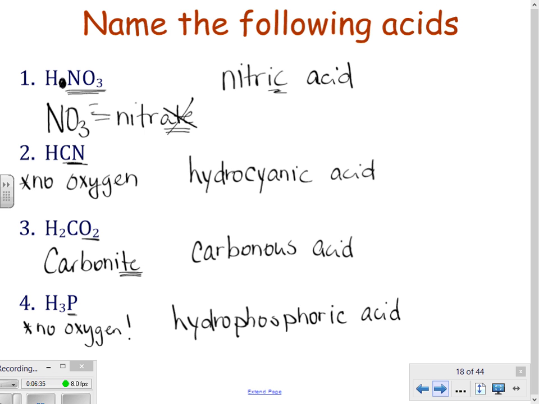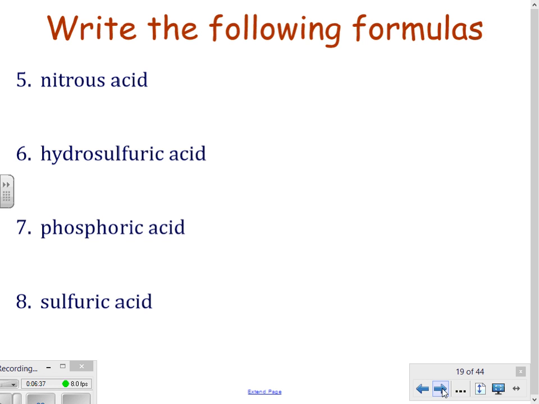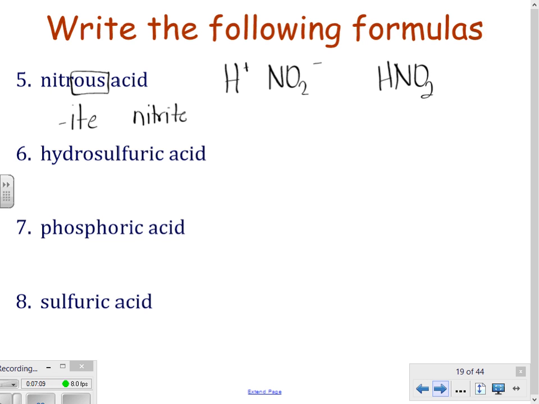Okay, so let's go backwards now. Let's take the name and figure out what the formula is. Remember, they start with hydrogen. I see it ends in ous, so that means it's the ite ending. So nitrite. What's nitrite? Nitrite's one of our polyatomics. Nitrite is NO2 with a -1 charge. It's combined with hydrogen that has a +1 charge. I crisscross applesauce, and I get the formula HNO2. Yes, these are ones you have to crisscross.